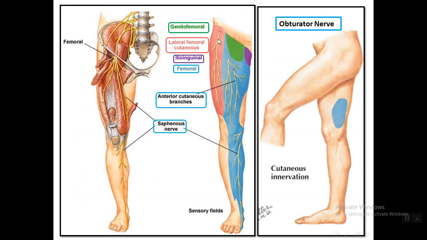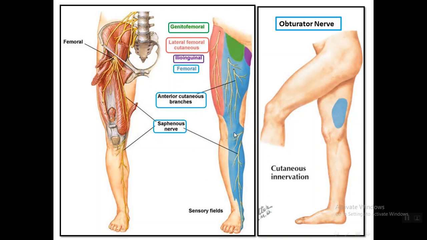This is the area of the skin that is supplied by the lateral cutaneous nerve of the thigh. The area in blue color is supplied by the cutaneous branches of the femoral nerve. These are the intermediate and the medial cutaneous nerves of the thigh. And we also have a contribution from the saphenous nerve to the patellar plexus here.